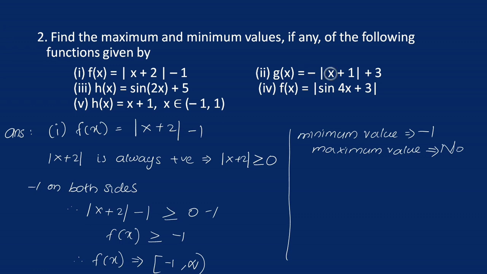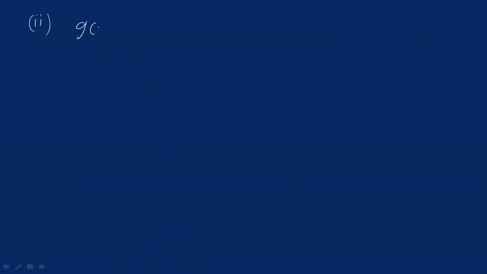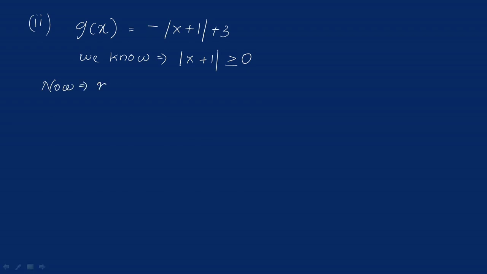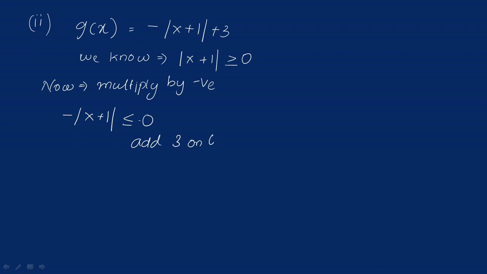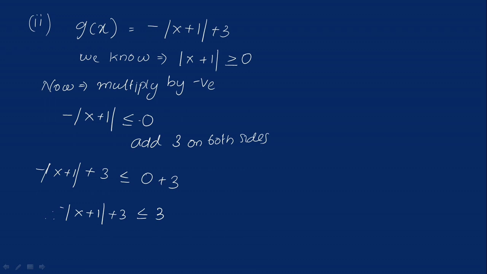Now second question, that is g of x is equal to minus of mod of x plus 1 plus 3. So here also we have mod of x plus 1, that is always a positive quantity, that means greater than or equal to 0. Now we will be multiplying with a negative sign on both sides. So negative of mod of x plus 1 should always be less than or equal to 0, that means a negative quantity less than or equal to 0. Now adding 3 on both sides, minus of mod x plus 1 plus 3 is less than or equal to 0 plus 3.